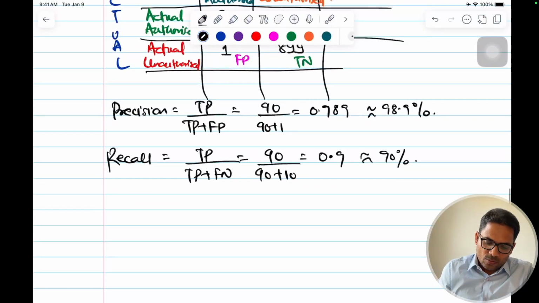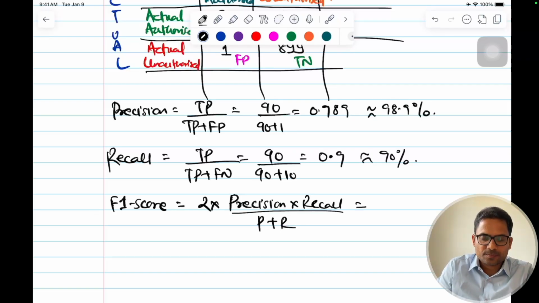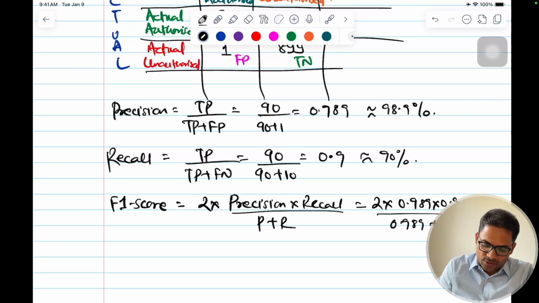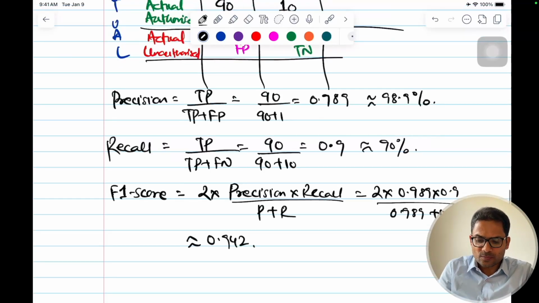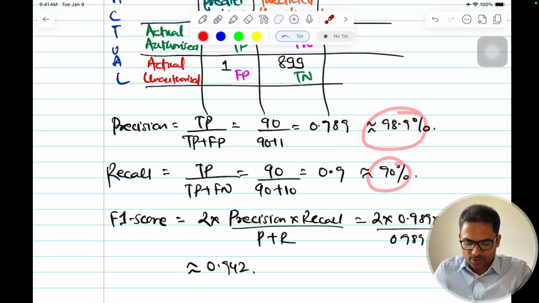So what is my F1 score? So this is 2 into precision into recall by, I'll shortly write P plus R. Okay. So this is 2 into 0.989 into 0.9 by 0.989 plus 0.9. So this will come out to be approximately 0.942. So this is a very good F1 score, because yes, already my precision and recall are good. So this is your F1 score.